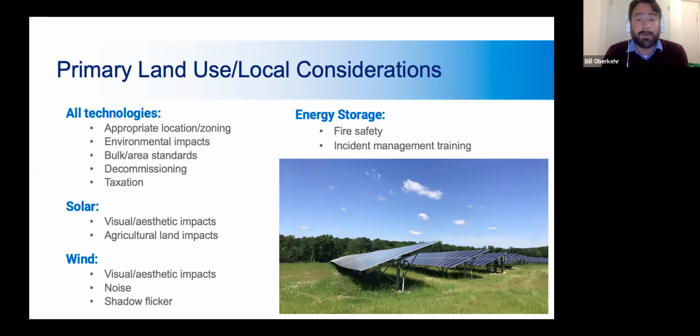The main one for energy storage, folks probably are aware of this by now, is fire safety. So there is some level of fire hazard associated with energy storage equipment, and we need our first responders to know how to handle that should that situation arise.